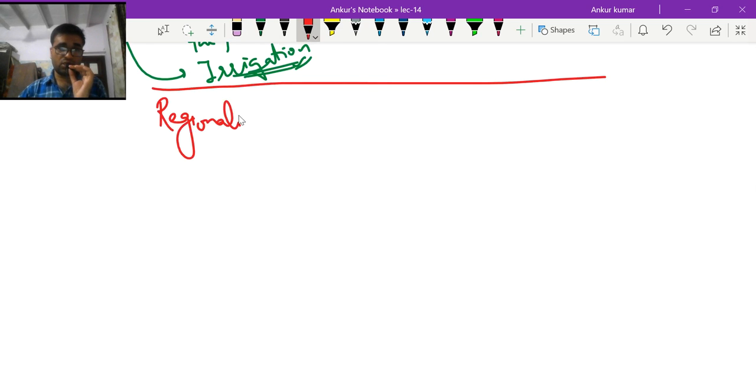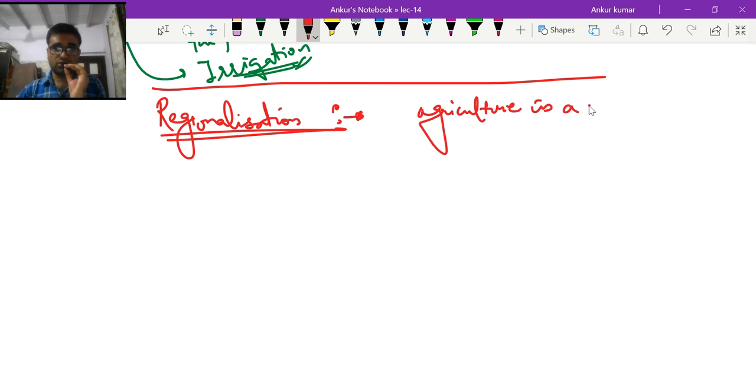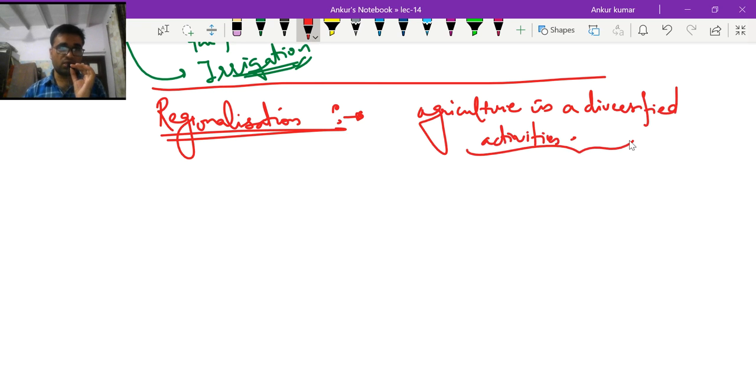First of all, we need to understand why we are doing this regionalization of agriculture. What is meant by regionalization? It is giving the spatial perspective. See, in India, agriculture is a diversified activity. Why is it diversified? A number of agricultural activities and cropping patterns exist in India. Somewhere rice is grown, somewhere wheat, somewhere maize, somewhere cotton. So agriculture is very diversified in India.